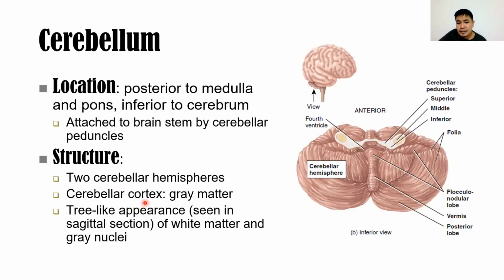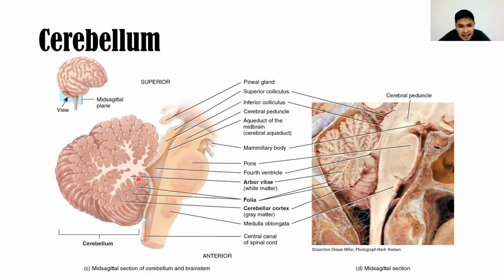Cerebral cortex is gray matter, and the cerebellum has a tree-like appearance in a sagittal section, with white matter and gray nuclei. Tree-like siya tingnan, no? Ang cerebellum: gray and white matter. Gray is the cerebellar cortex, labas. White matter is the arbor vitae.